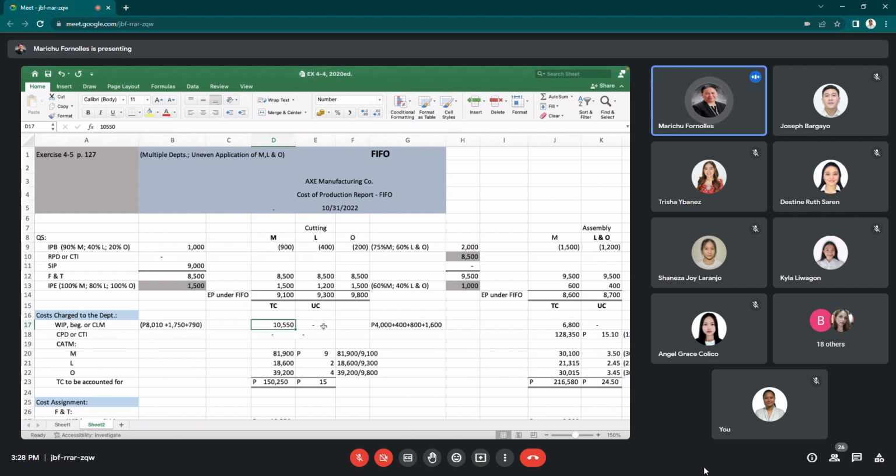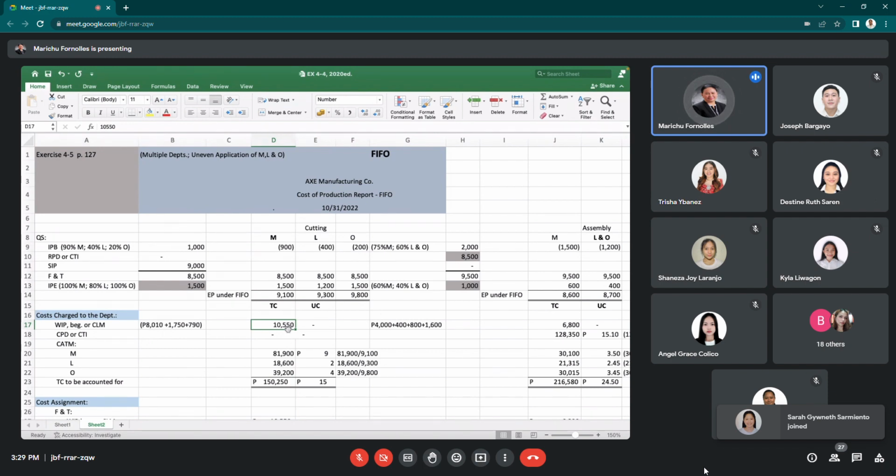So that is your work in process beginning. There's no need to compute the unit cost of the beginning inventory. Why? Because that was already reported in the September cost of production report. Remember that this work in process beginning is a forwarded amount. This was the work in process at the end of September.